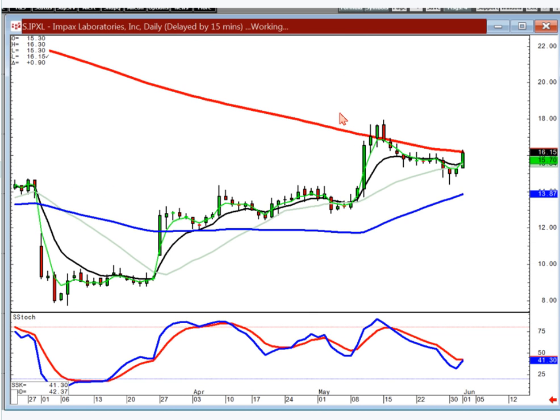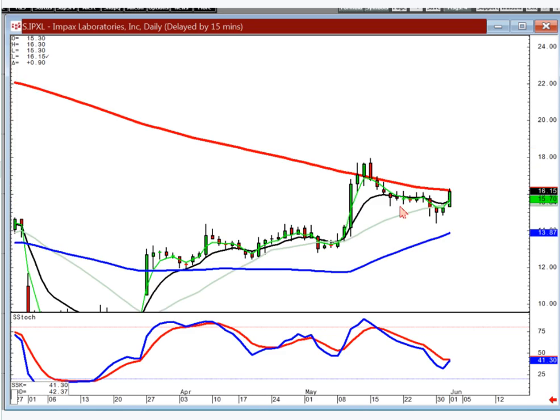IPXL, little scoop type pattern, very simple. This is a bobble setup. If it opens positive, coming back through the resistance level, you want to be buying immediately. More than likely, you're going to see that on the recommended list tomorrow.